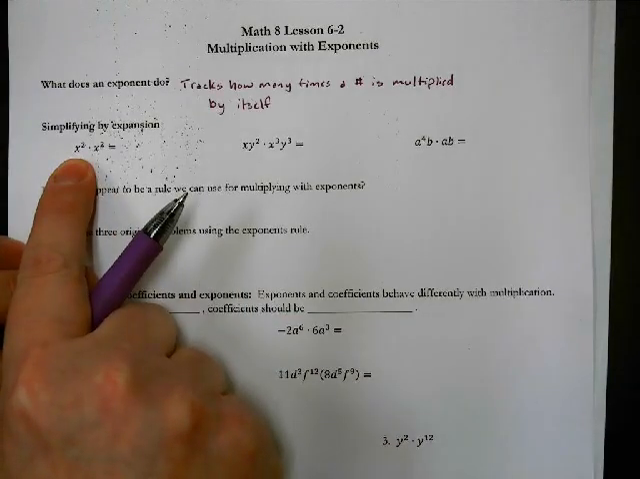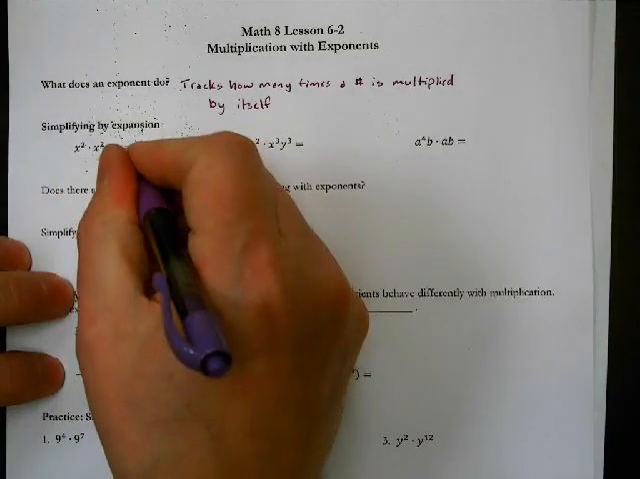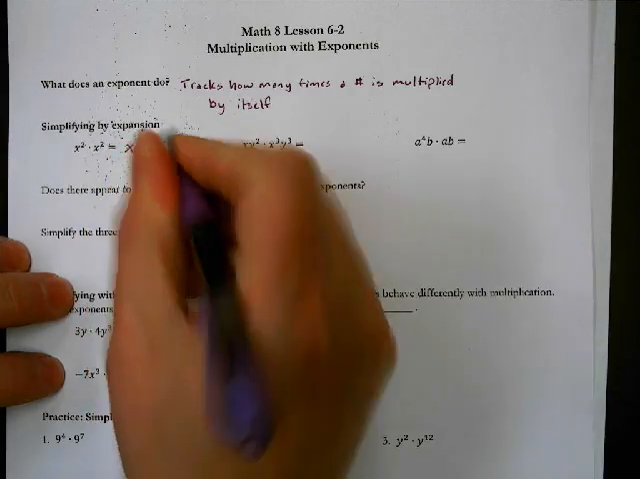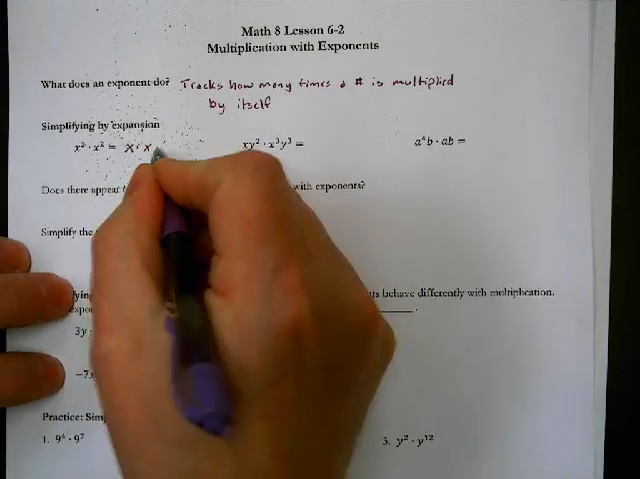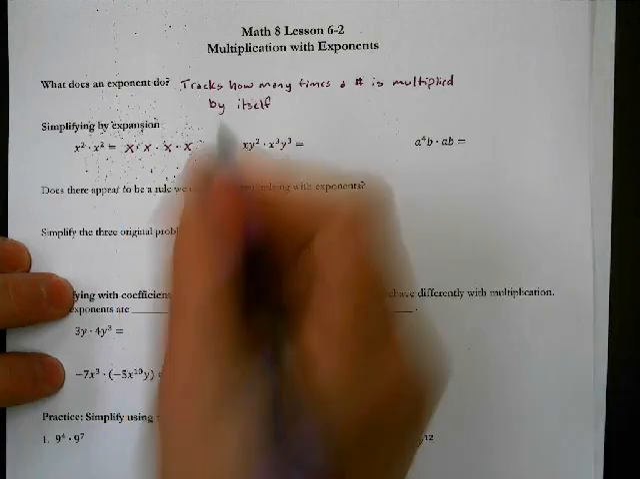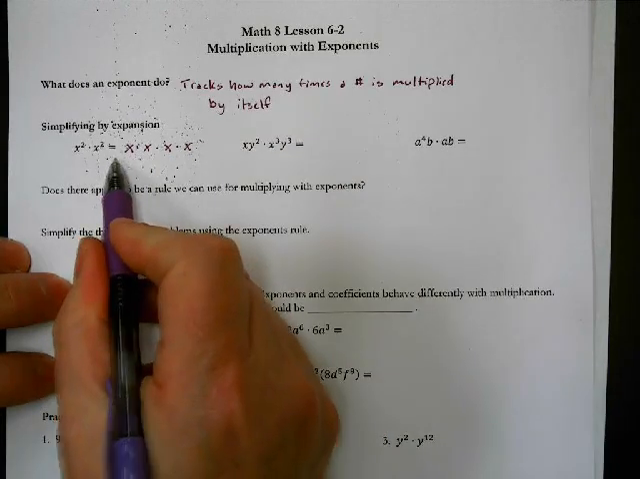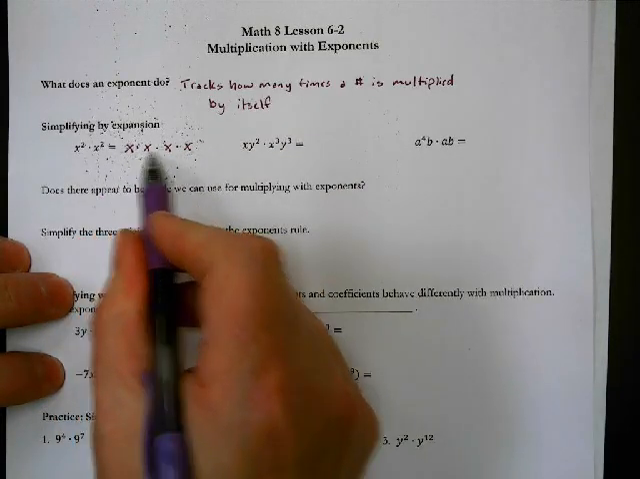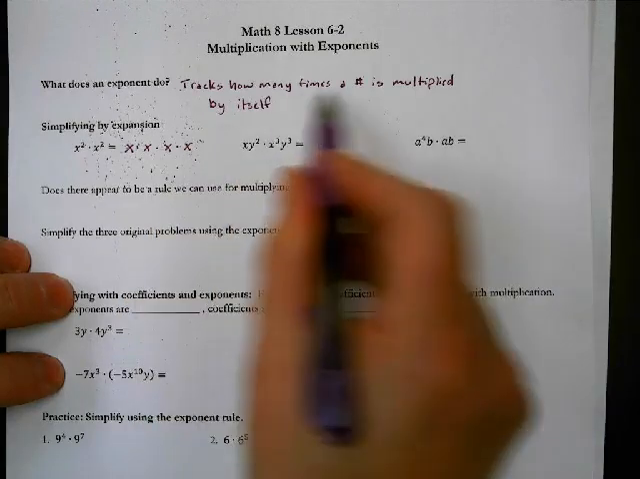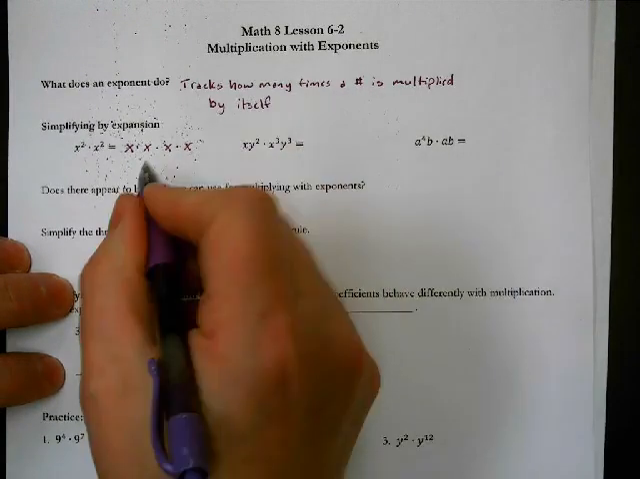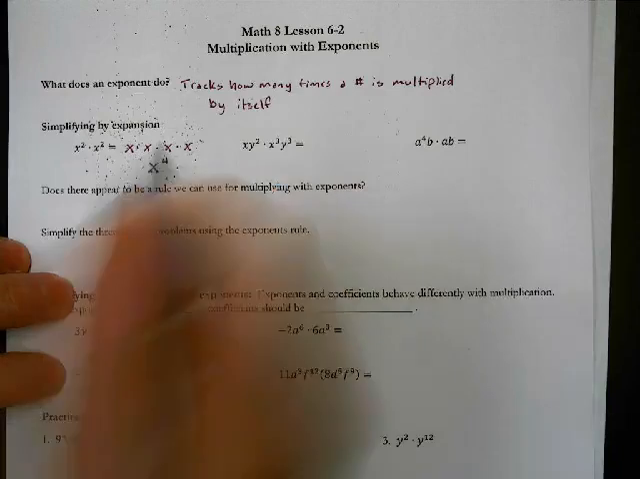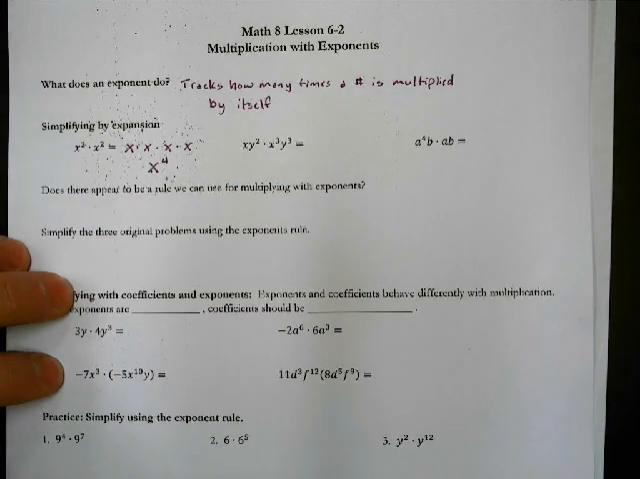Anyways, here I've got x squared times x squared. But by expansion, I know that I've got x times x, that's the first x squared, times x times x. So I can simplify and say, oh, I've got 1, 2, 3, 4 x's. It's 4 of the same things. So we would do x to the 4th power, because all those x's are the same.